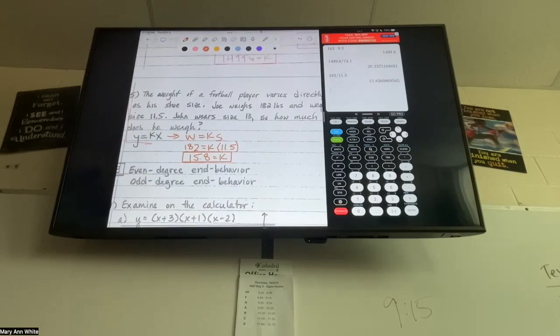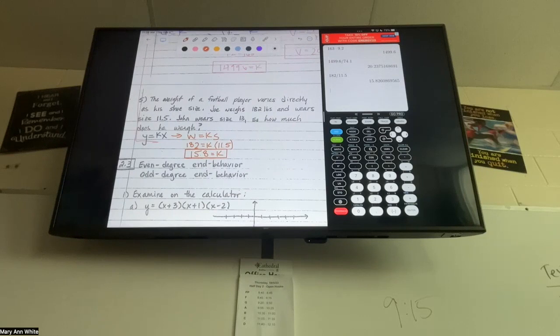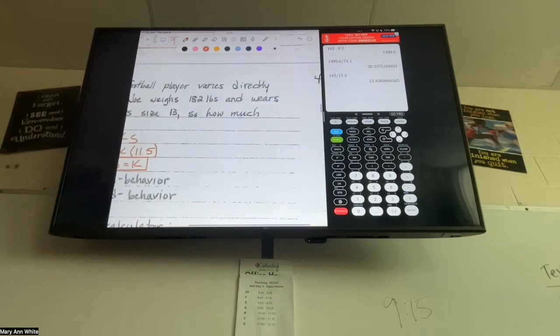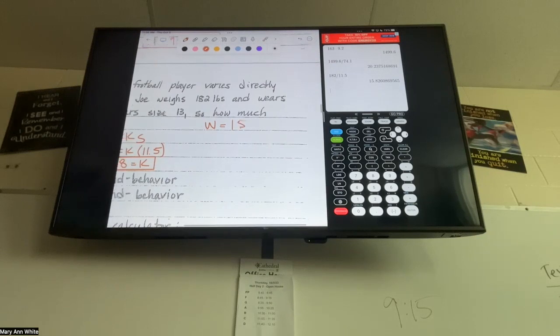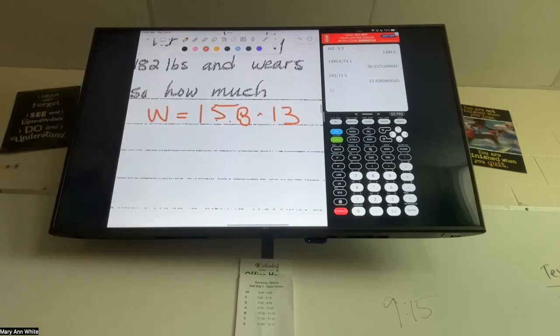Now the rest of this problem says John wears size 13. So how much does he weigh? So now we can plug 13 in for our S, 15.8 in for K and then solve for W. 15.8 times 13. 15.8 times 13 is 205.4.